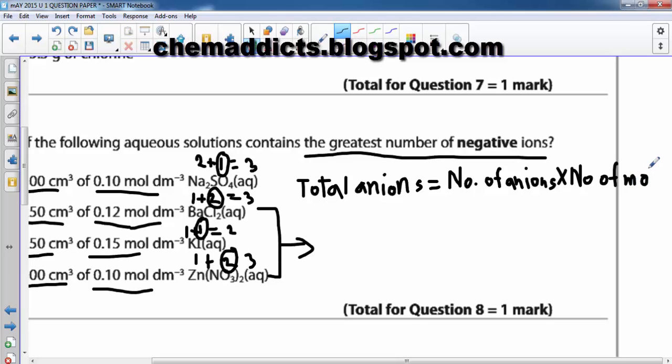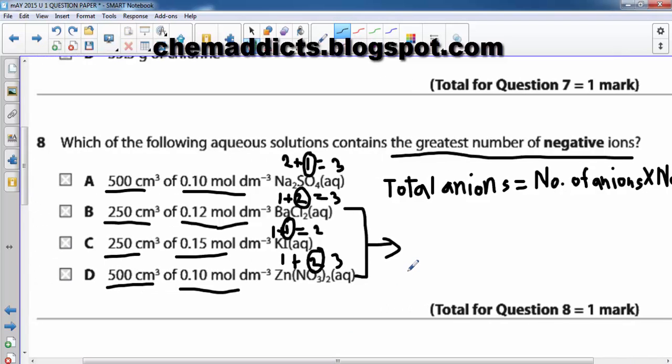Okay, so at first let us find the number of moles. Excuse me. We will find the answer of this one. Since B and D have got the greatest number of ions, we will be concerned only about B and D, not A and C. Since B and D have got the greatest number of anions, we will concern only about B and D. Okay, I hope that you have understood.